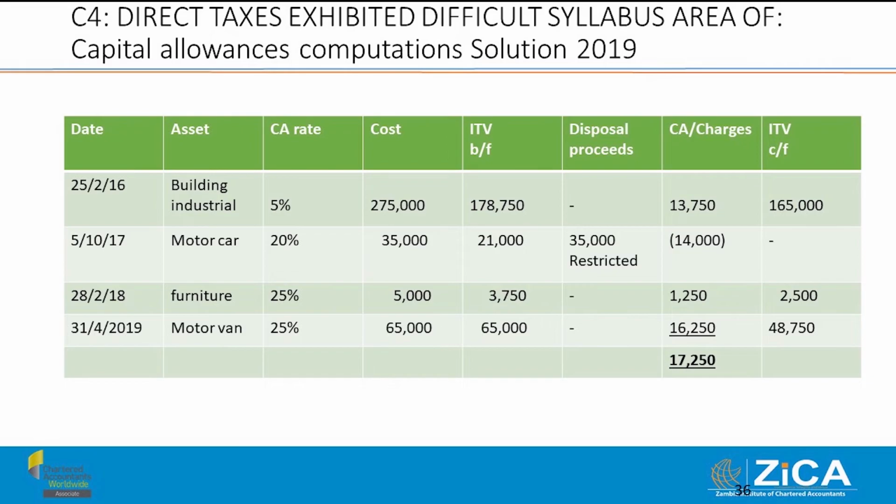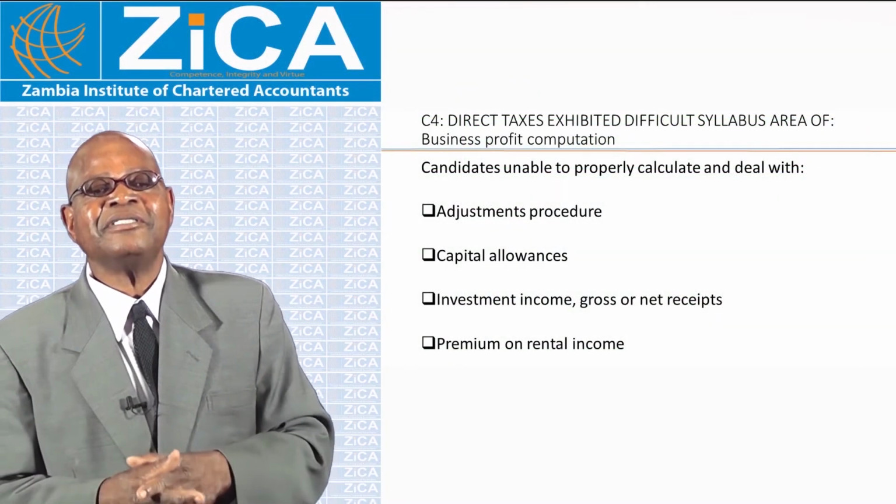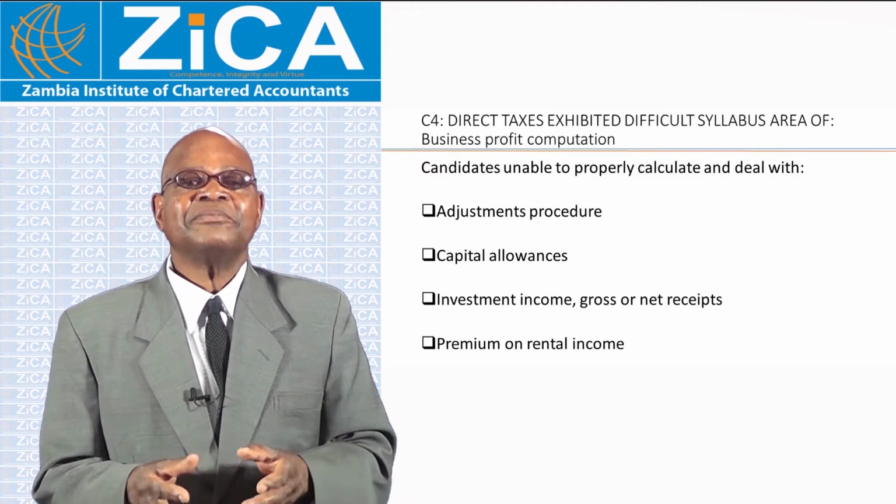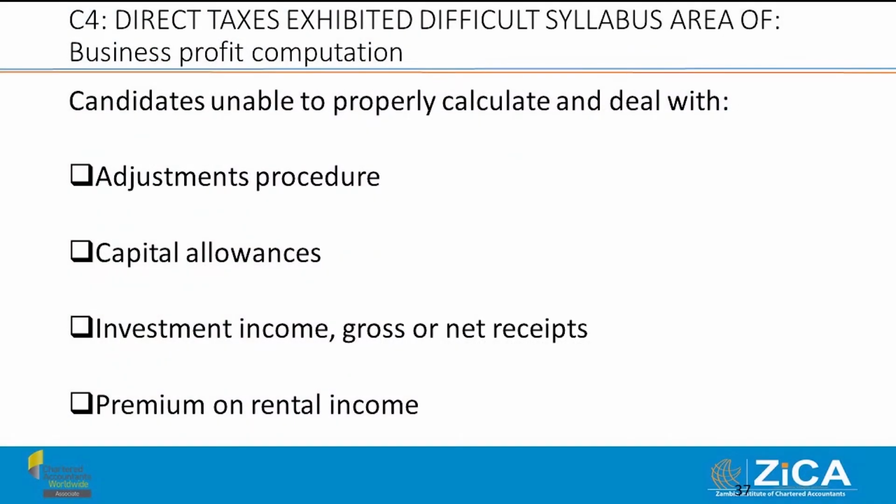Now, this takes us to business profit computations. The problem with business profit computations is mainly due to adjustments which are not done properly, and also the capital allowances computation that comes in, on a similar note to what I've alluded to earlier when we were discussing capital allowances. And then also how to treat investment income, given that it can be said to be gross or net, and then also premiums on rental income.